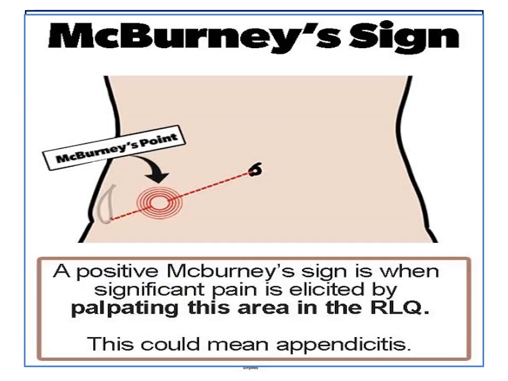McBurney's point, like I said, is the point that is clinically relevant when talking about appendicitis. Palpation of McBurney's point that elicits pain is suggestive of acute appendicitis. As you can see, when you touch that part and the person is feeling the sharpest pain around that region, that is significant of acute appendicitis, and that is what we call the McBurney sign. So we say the McBurney sign is positive when we palpate McBurney's point and we feel tenderness there.